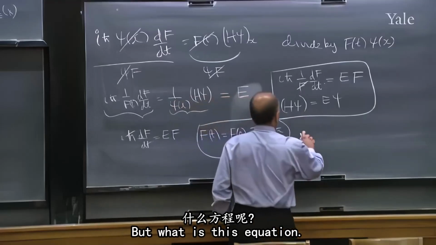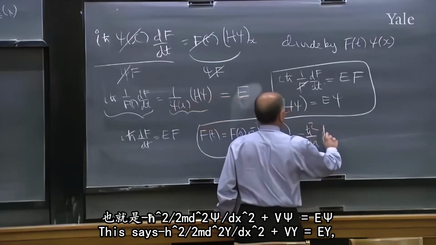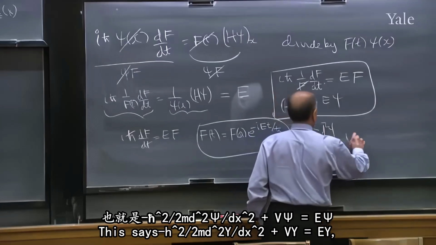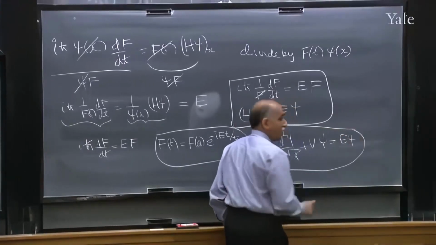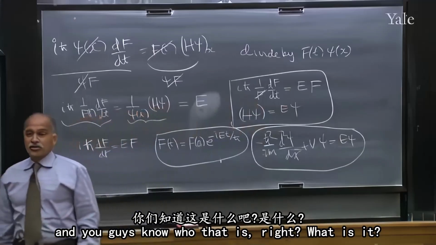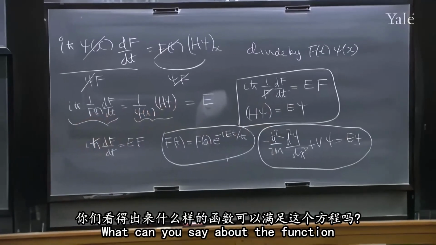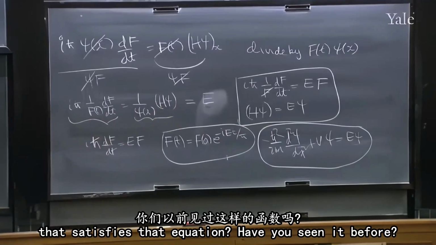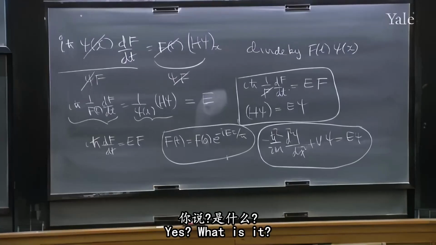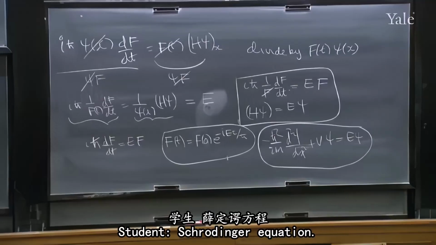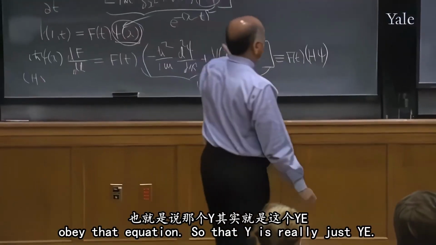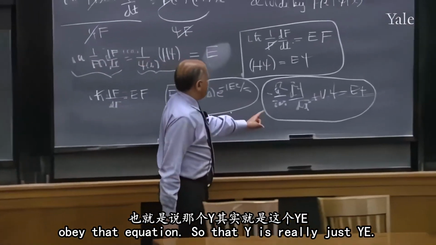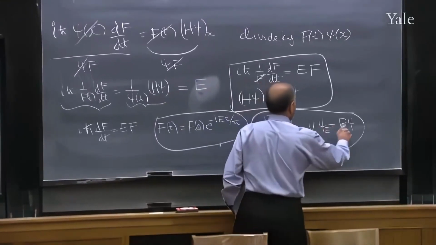But what is this equation? This says minus ħ² over 2m d²ψ/dx² plus Vψ equal Eψ. And you guys know who that is, right? What can you say about the function that satisfies that equation? Have you seen it before? Yes? Yep. What is it? Schrodinger equation. It's the state of definite energy. Remember, we said functions of definite energy obey that equation. So that psi is really just psi sub E.